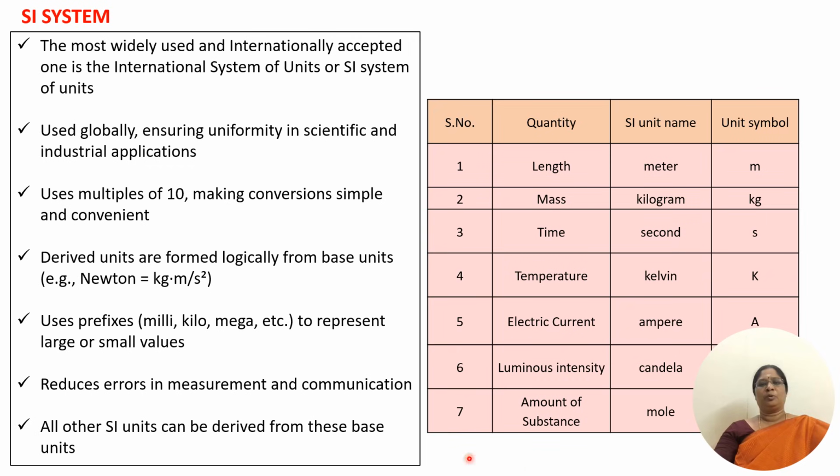The table shows the seven fundamental quantities, that is length, mass, time, temperature, electric current, luminous intensity and amount of substance, with their standard SI units. For length, it's meter, mass, kilogram, time, second, temperature, Kelvin, electric current, ampere. For luminous intensity it is candela, and for amount of substance, it is expressed as mole.